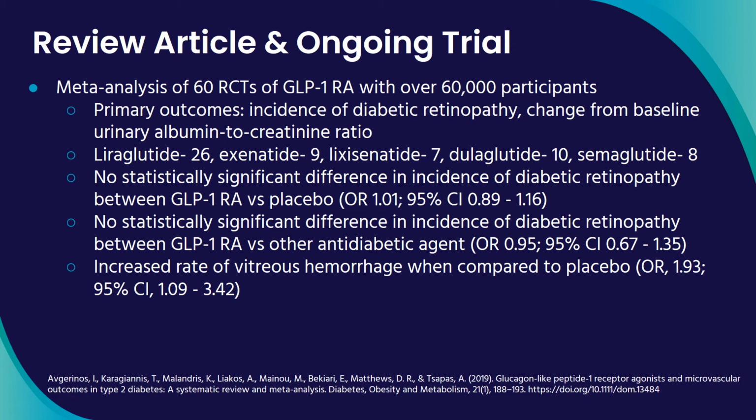No statistically significant differences were found in the incidence of diabetic retinopathy between GLP-1 RA therapy versus placebo or other anti-diabetic agent, with both confidence intervals crossing 1. However, the study found a statistically significant increased rate of vitreous hemorrhage when compared to placebo, with the confidence interval not crossing 1. The authors mentioned several limitations of the meta-analysis in their discussion.